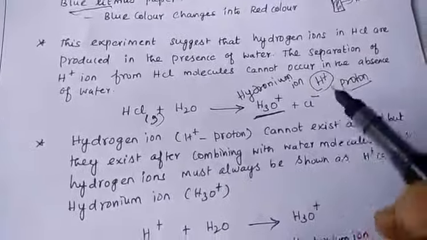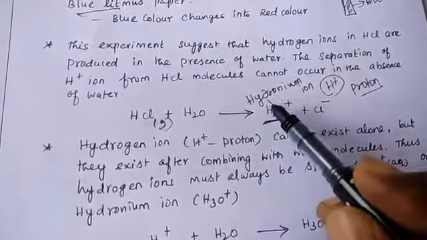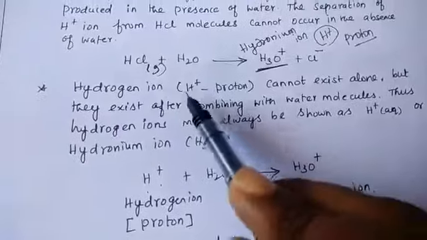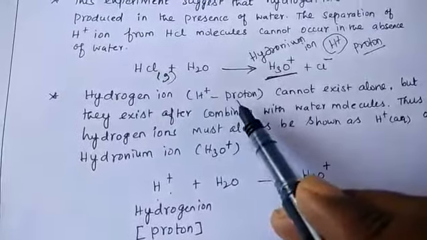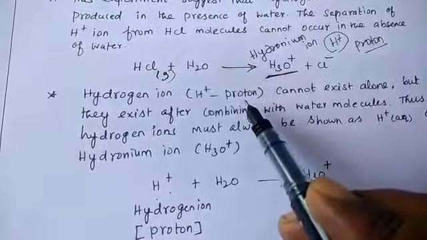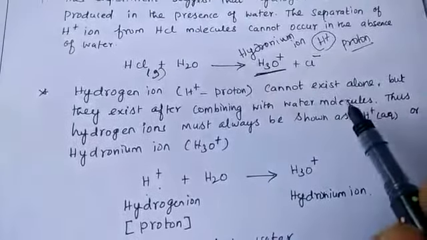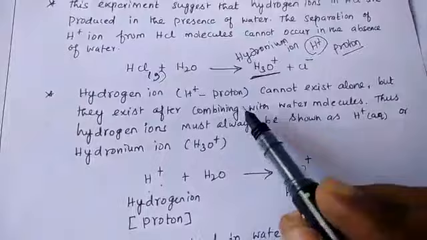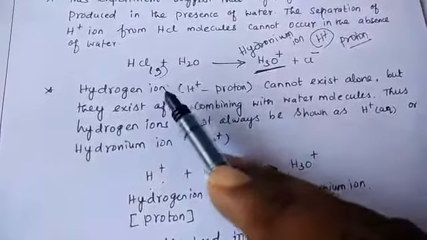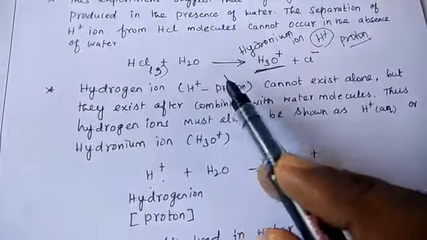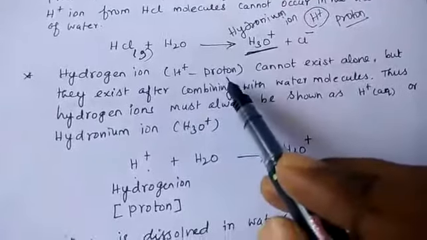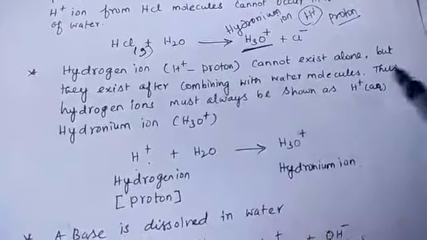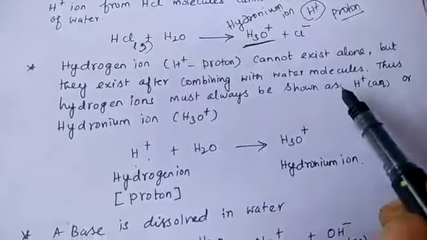That is a proton. This is the H3O plus ion, whose name is hydronium ion. This hydrogen ion, that is the H plus ion, is a proton. The H plus ion, another name for a proton, cannot exist alone because the proton is unstable. HCl suddenly dissolves in water to produce H plus ion. This is unstable, but it exists after combining with the water molecule. It suddenly reacts with the water molecule.